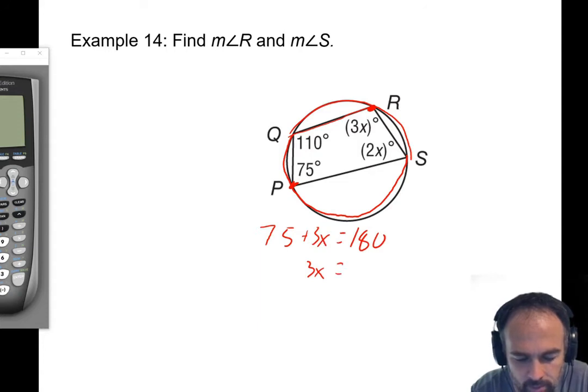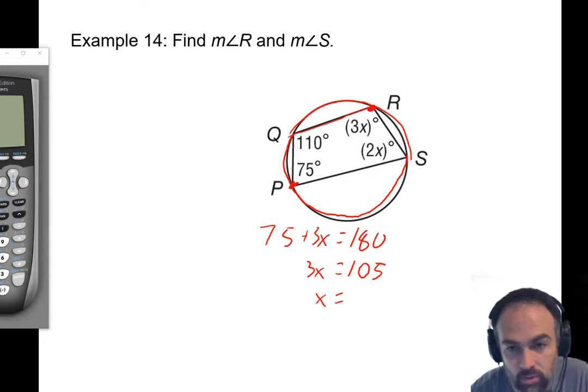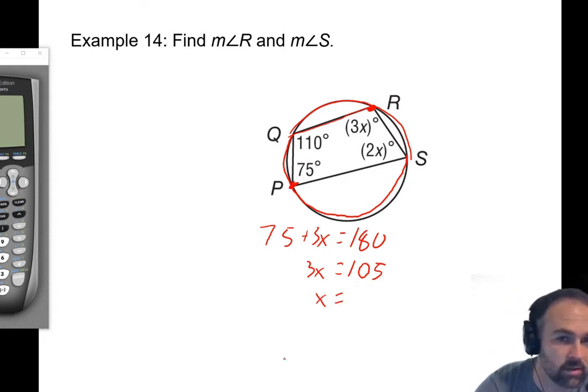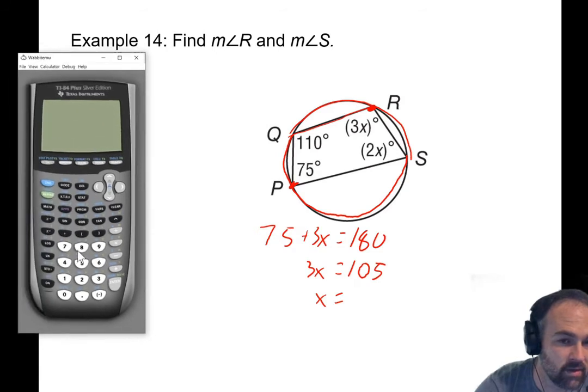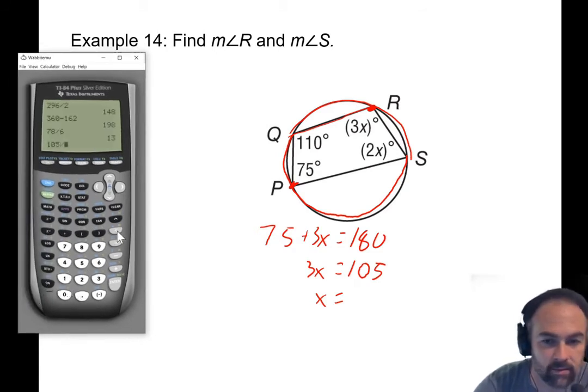Subtract those off. 180 minus 75 gives me 105. Divide that by 3. x equals, let me grab my calculator just in case. I think it's 35. 105 divided by 3 is, yes, 35.